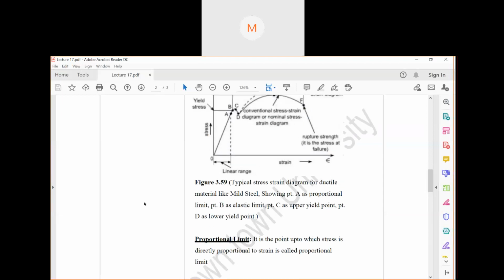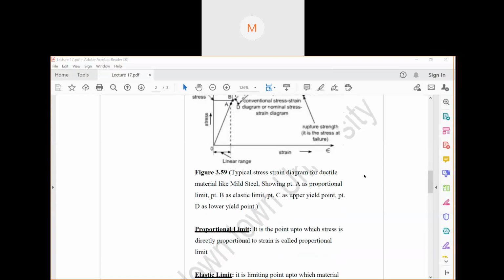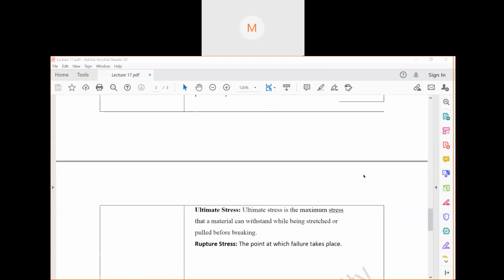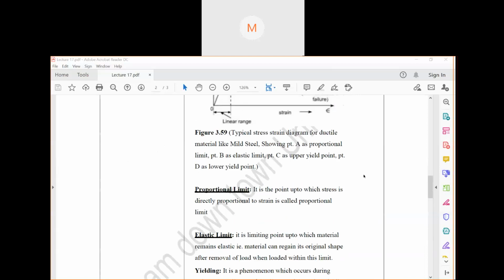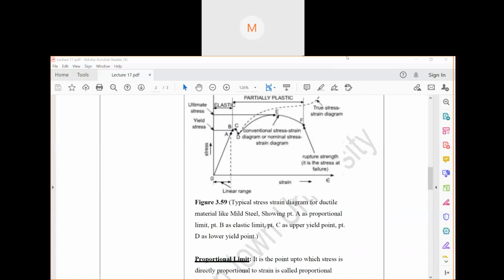Now we will discuss this graph in detail. Number one is the proportional limit. The proportional limit is valid from O to A. So look, showing point A as the proportional limit. Now after point A to point B, it is known as the elastic limit.